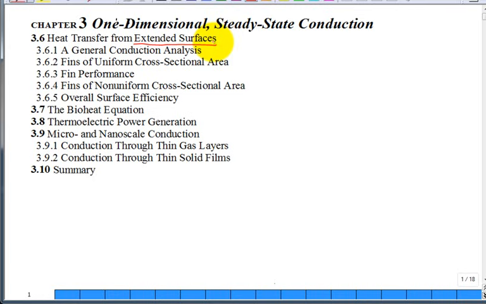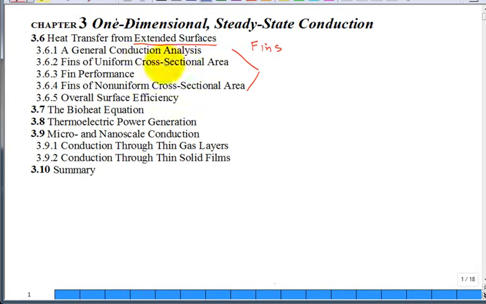Extended surfaces are more than just fins, but fins are a large part of the analysis, what we call extended surfaces. Okay? So if you really want to just replace it with something that you may be more familiar with, say, oh, we're going to study fins. Okay. Well, we're going to spend a lot of time studying fins. We won't finish it all today.